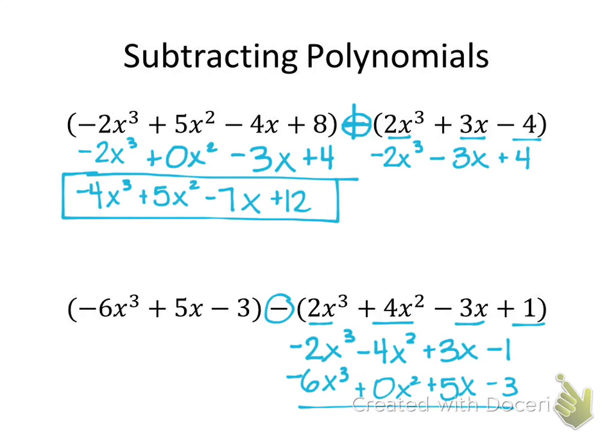Negative 2 plus negative 6 is negative 8, x to the third power. Negative 4 plus 0 is negative 4, x squared. 3 plus 5 is 8x. And negative 1 plus negative 3 is negative 4. And I already know, again, that it's in standard form. So this is my final answer. And that's how you add and subtract polynomials.